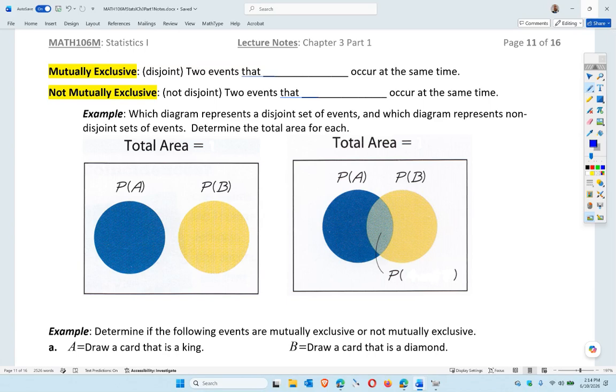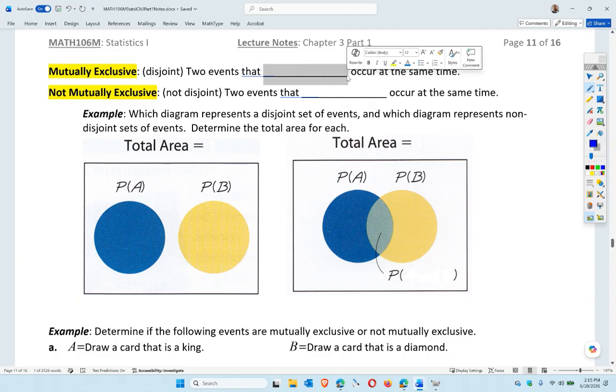Alright, this is Chapter 3, Section 2. This is the second video. So last time we did independence and dependence. Now we're going to do mutual exclusivity. So independence has to do with multiplication, and mutual exclusivity has to do with addition. Okay?